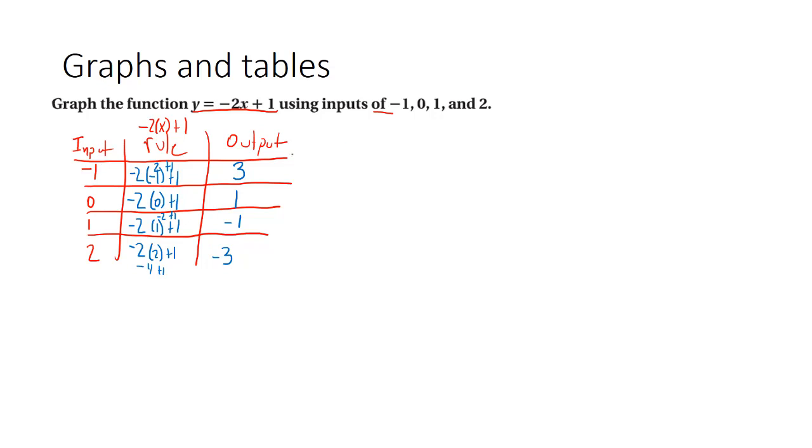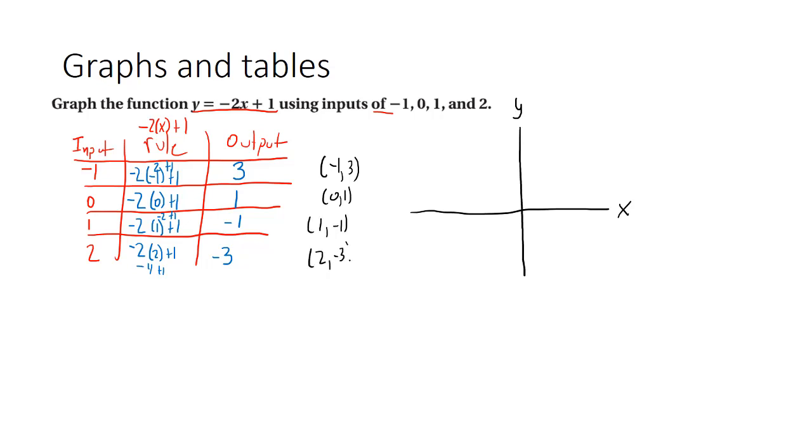So I have my inputs and outputs. And then it says to graph that. Well, I can do all that. Let's sketch some graph axes here. Remember, the x-axis is the horizontal axis and the y-axis is the vertical axis. And now I have a whole bunch of ordered pairs. I have the pair negative 1, 3. I have the ordered pair 0, 1. I have the ordered pair 1, negative 1. And I have the ordered pair 2, negative 3.